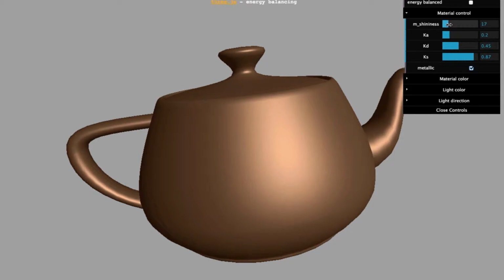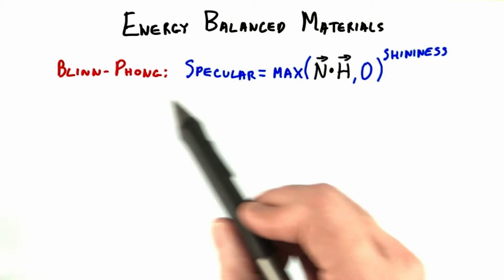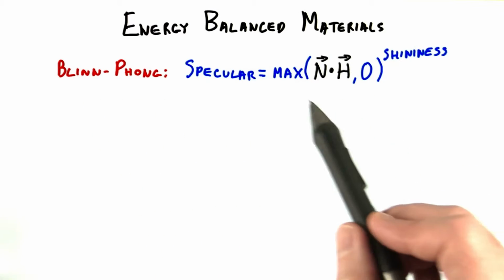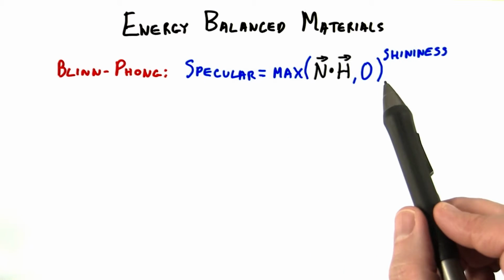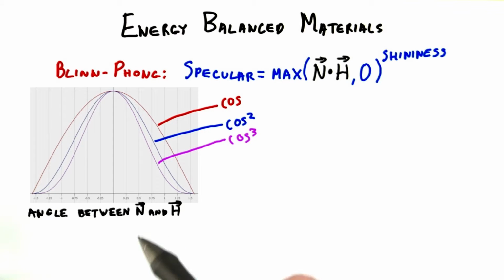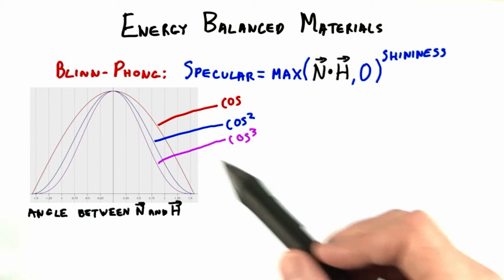You'll notice as I change the shininess that the material looks smoother, but overall the amount of light reflected becomes greater. If you think about it, this makes a lot of sense. Here's the Blinn-Phong equation again. You take n dot h and take the maximum between that and 0, and then raise that to the power shininess. The graph of the angle between n and h versus the specular intensity is like this.